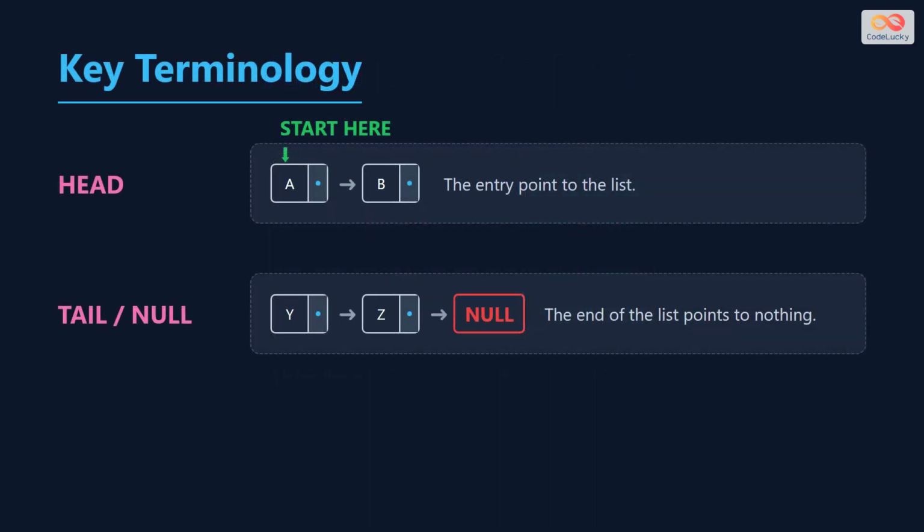There are two special terms you need to know. The head is the very first node in the list. It is our entry point. If you lose the head, you lose the entire list. At the other end, the last node points to null. Null simply means nothing, indicating that we have reached the end of the line and there are no more nodes to follow.